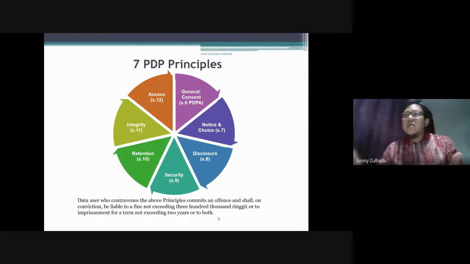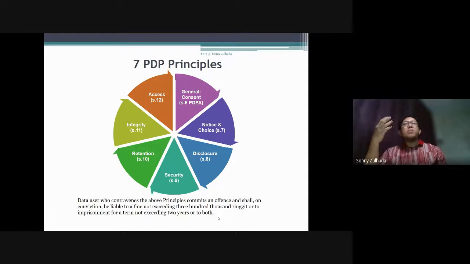This is what we call a statutory duty. If you fail to do your statutory duty, it is a wrong, and in fact, it is a crime. It is an offense. As you see down there, whoever is found contravening any of these principles commits an offense and shall on conviction be liable to a fine not exceeding 300,000 ringgit or to imprisonment not exceeding 2 years or both. So this is made an offense. That's why it's actually a very strong law.